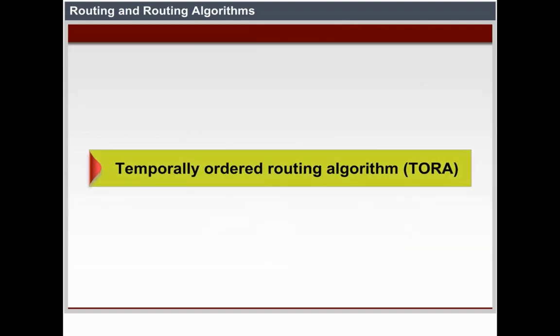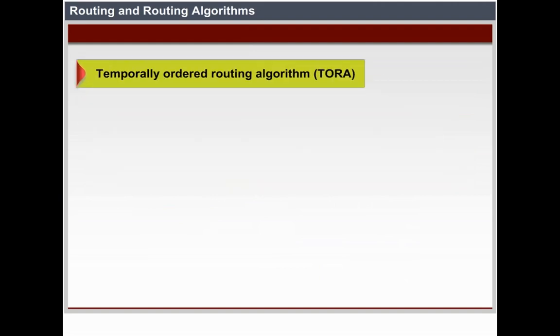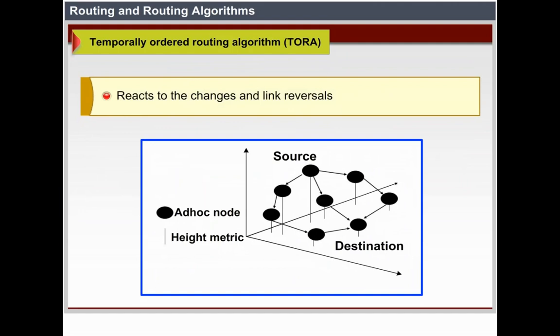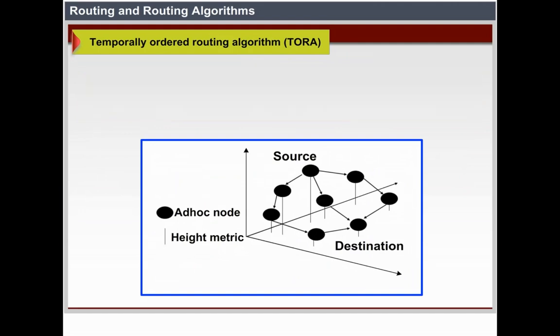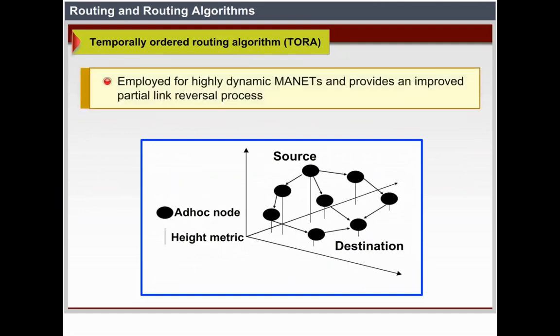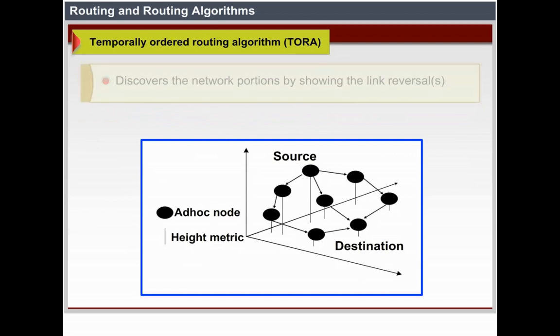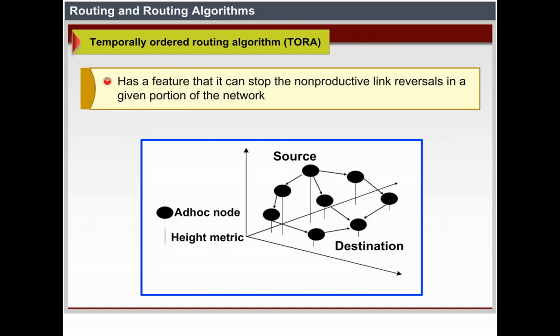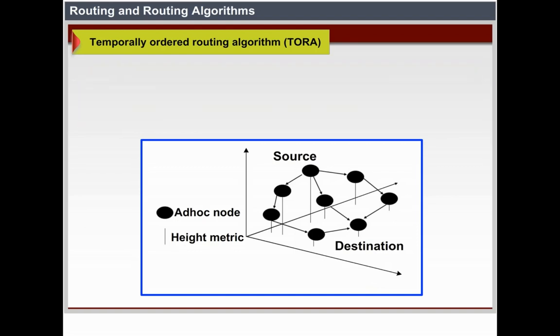Temporally Ordered Routing Algorithm (TORA), a reactive protocol, reacts to the changes and link reversals. It is employed for highly dynamic MANETs and provides an improved partial link reversal process. It discovers the network portions showing the link reversals. It has a feature that it stops the non-productive link reversals in a given portion of the network.